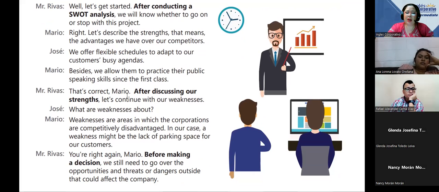That's correct, Mario. After discussing our strengths, let's continue with our weaknesses. Weaknesses are areas in which the corporations are competitively disadvantaged. In our case, a weakness might be the lack of parking space for our customers. You're right again, Mario. Before making a decision, we still need to go over the opportunities and threats or dangers outside that could affect the company.